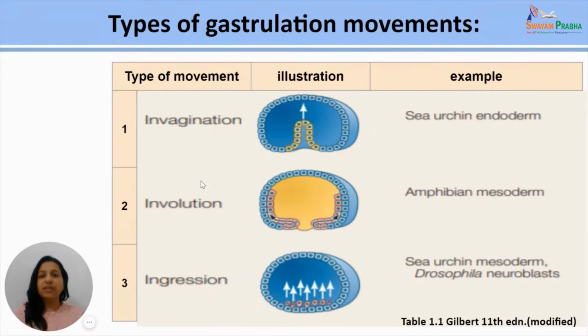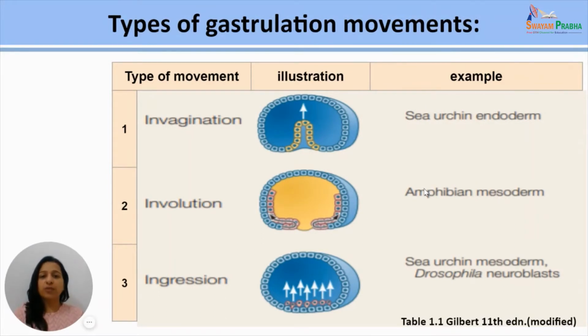The second type of gastrulation movement is involution. As we see in the diagram, involution involves movement of an outer layer of cells onto its inner side. Now, the inner side of cells will form another layer which will keep on spreading on whatever cell layers are remaining on the outside. Involution is a movement which is seen during gastrulation in amphibian mesoderm.